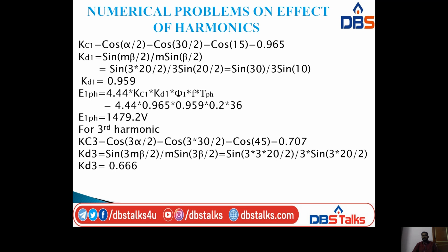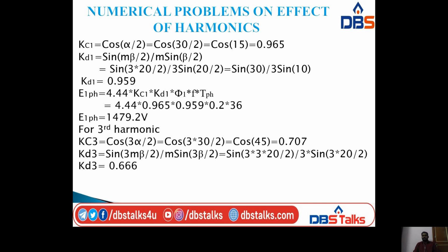And next we have to calculate the EMF value per phase, that is E1 per phase is equal to, you know the formula, 4.44 into Kc1 into Kd1 into phi1 into f into T phase. This is for the fundamental component. So that is 4.44 into Kc1 value 0.965 into Kd1 value 0.959 into flux value 0.2 into 36. Using the EMF formula, E1 per phase is equal to 1479.2 volts.